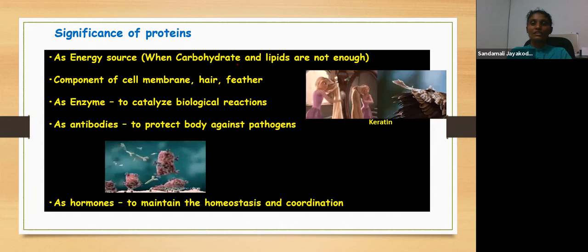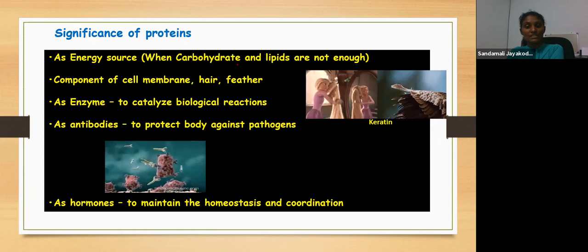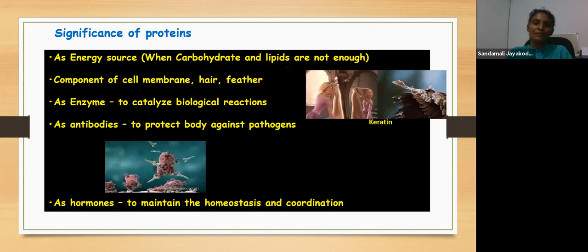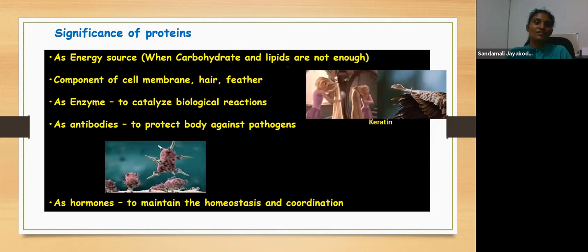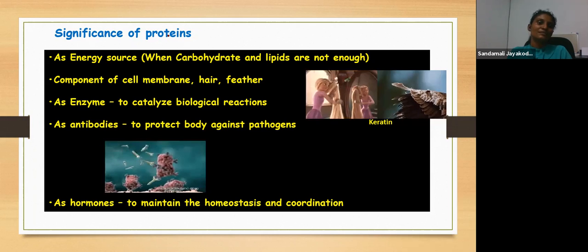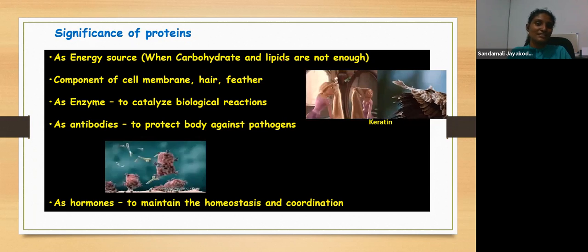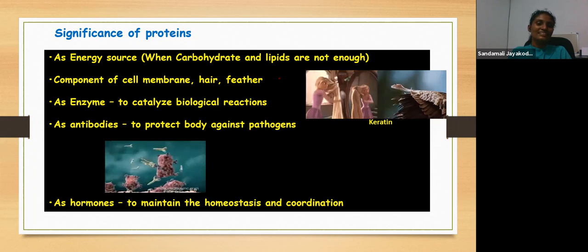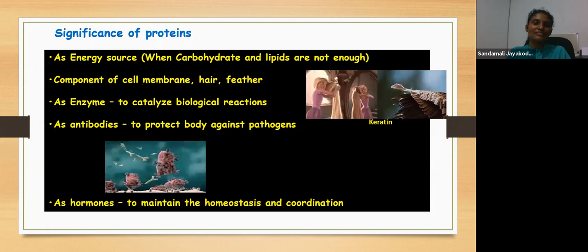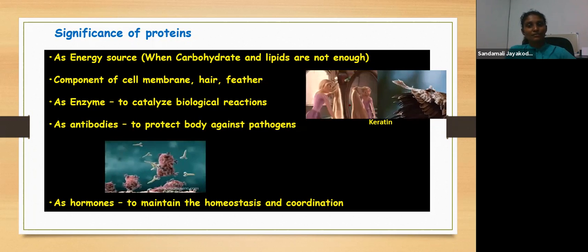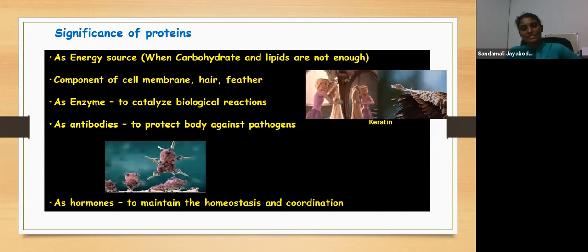Lipid is normally stored below our skin, in our hypodermal fat layer. That can be consumed to produce energy, and then finally proteins are used to produce energy in our body at the end, not at the very first, but after carbohydrates and lipids are over. And then components of cell membrane, hair and feather. Proteins act as a component in cell membrane, hair and feather. You can see it can be found in hair and feather, that means keratin, and in our cell membrane also.